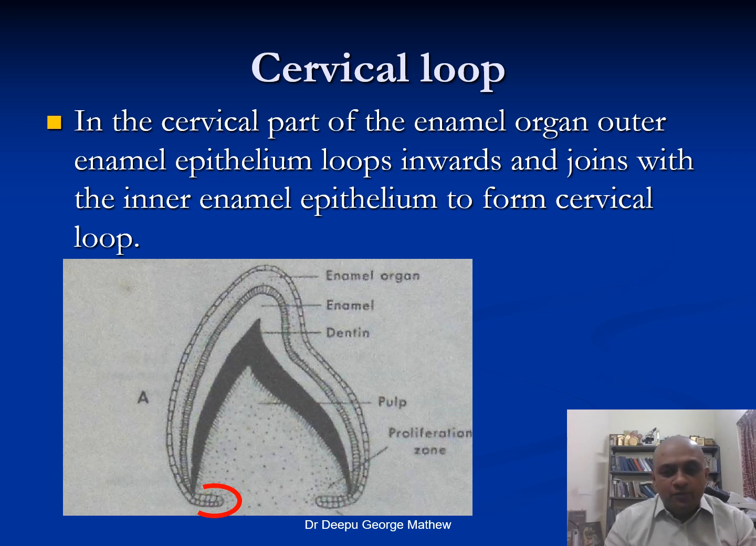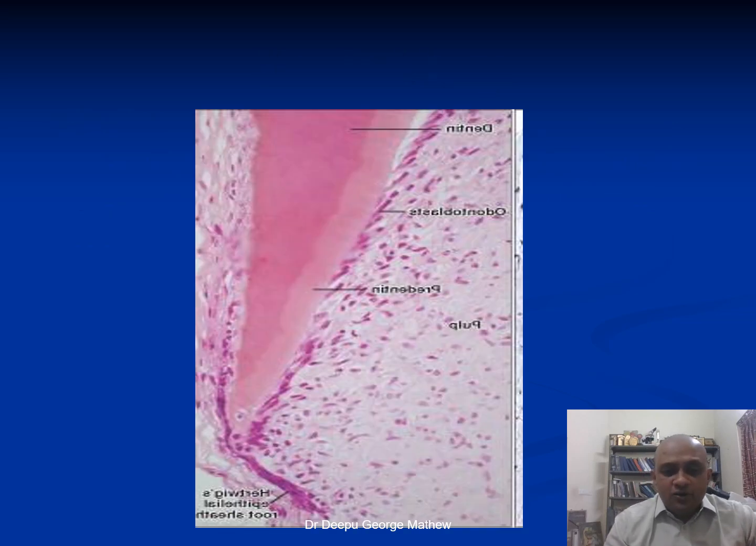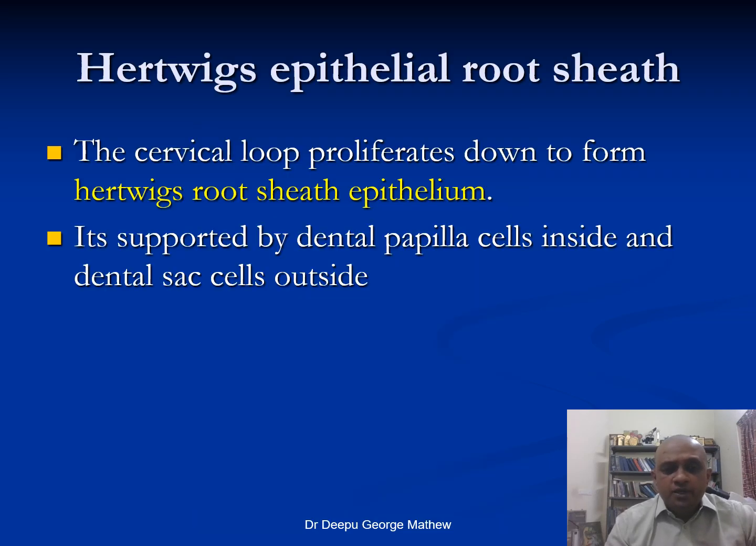So you need to mention that also in the advanced bud stage. Here you can see the histology and where the Hertwig root sheath epithelium is. You can see the cervical loop beneath the hard tissues, and this cervical loop proliferates downwards to form the Hertwig root sheath epithelium, and it is supported by the dental papilla cells inside and the dental sac cells outside.